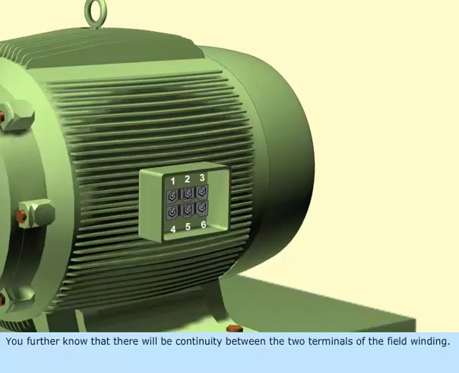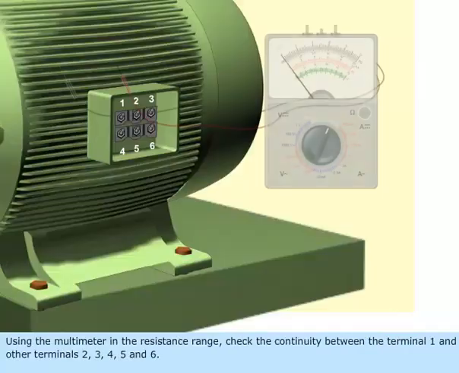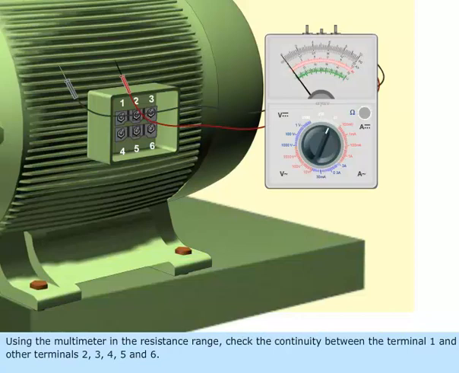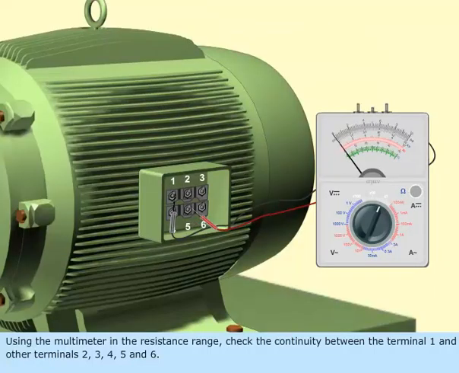You further know that there will be continuity between the 2 terminals of the field winding. You also know that there will be continuity between the 4 terminals of the stator winding. Using the multimeter in the resistance range, check the continuity between the terminal 1 and other terminals 2, 3, 4, 5, and 6.